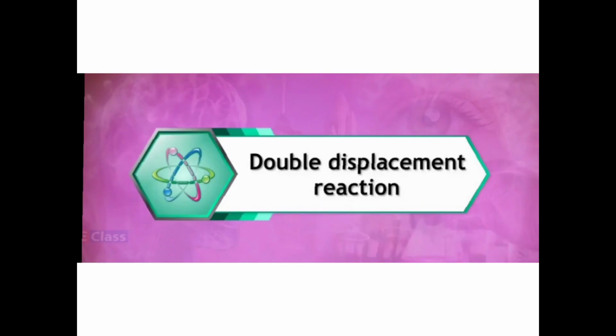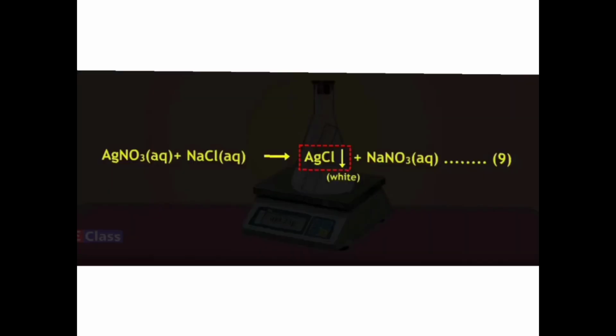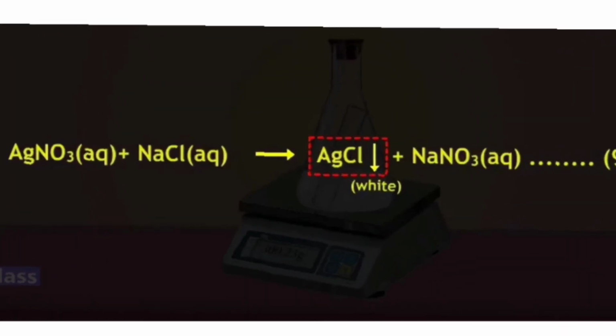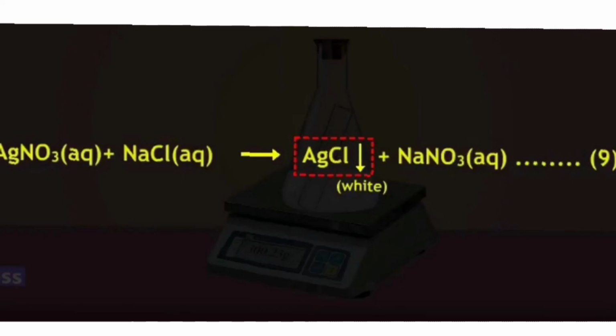Now let us go ahead with the last type of chemical reaction, double displacement reaction. The reaction in which the ions in the reactants are exchanged to form a precipitate is called the double displacement reaction. Now observe this particular equation. It is equation 9 of the textbook. AgNO3 plus NaCl gives you AgCl plus NaNO3.